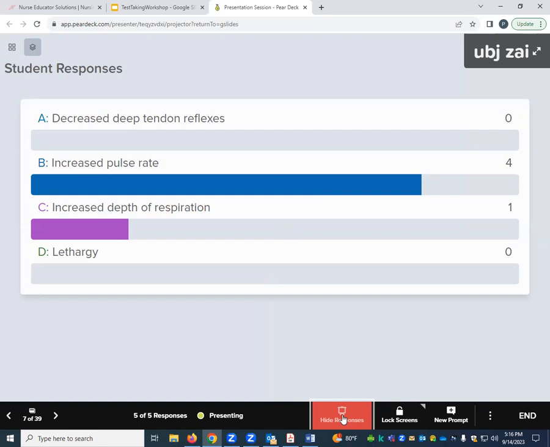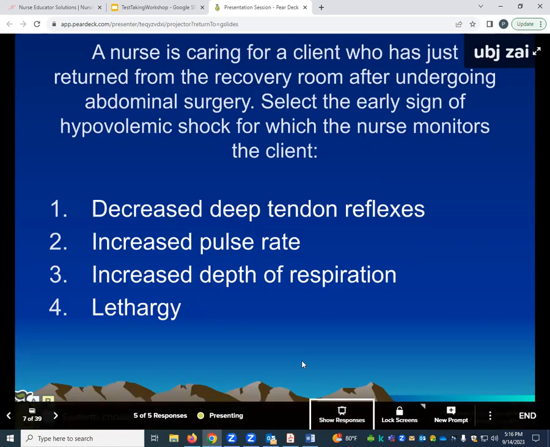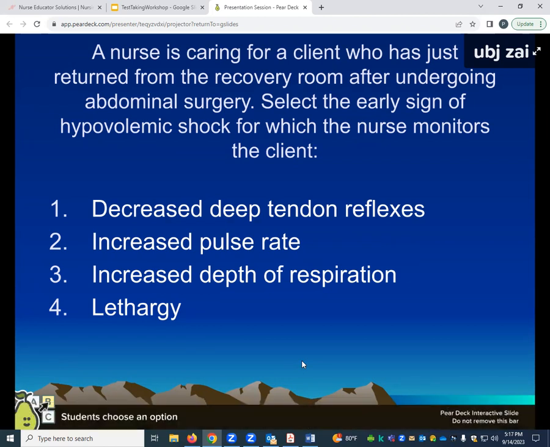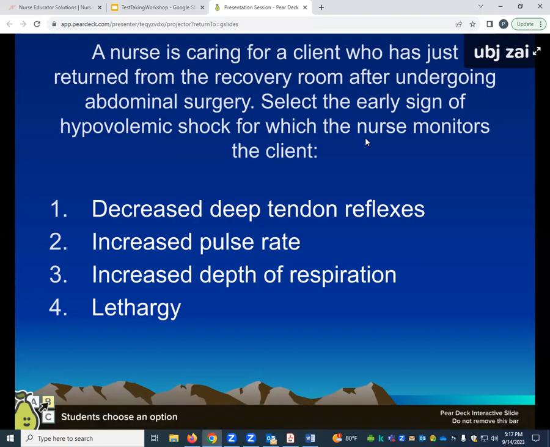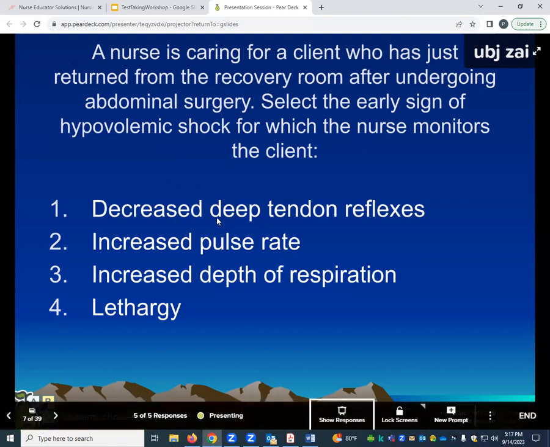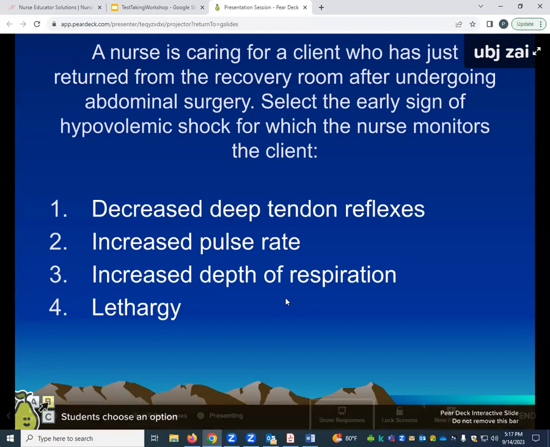Okay, so we've got a little bit of a variety. Usually about three-quarters of the people got the answer correct. The keywords in this question are the early sign of hypovolemic shock. An early sign of hypovolemic shock is going to be an increased heart rate. The decreased reflexes and lethargy are going to be later signs of somebody that's going into shock. Increased depth of respiration, probably not. Your respirations are going to be shallow. The rate will be increased, but not the depth.